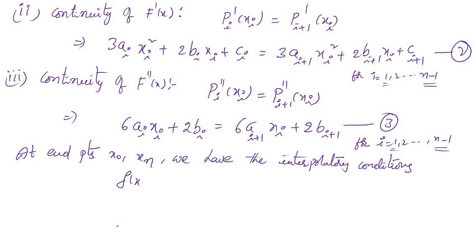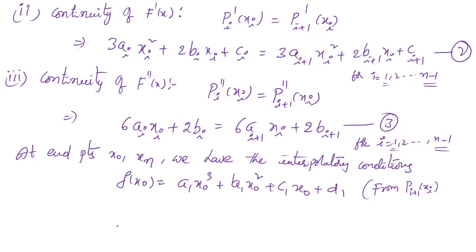What is that? The function at x0 is equal to a1 x0 cube plus b1 x0 square plus c1 x0 plus d1. Okay, this is from how you will write this one. This is from what? From the P i plus 1 of xi expression. Okay, i plus 1, that is why we are getting ones here, right?